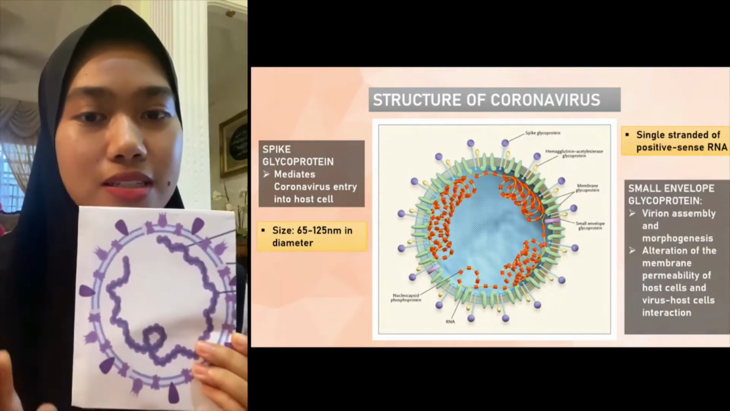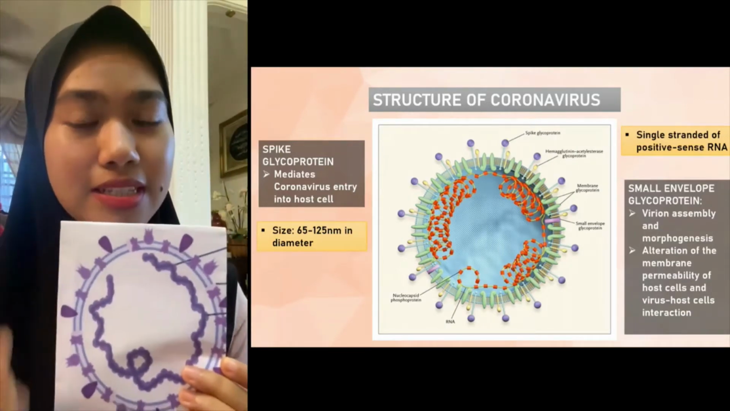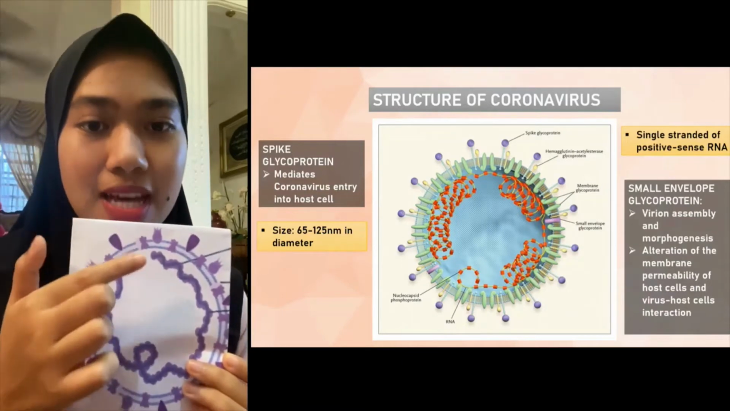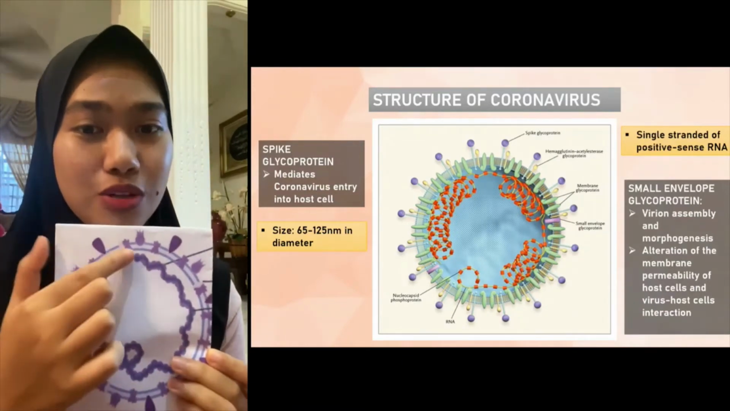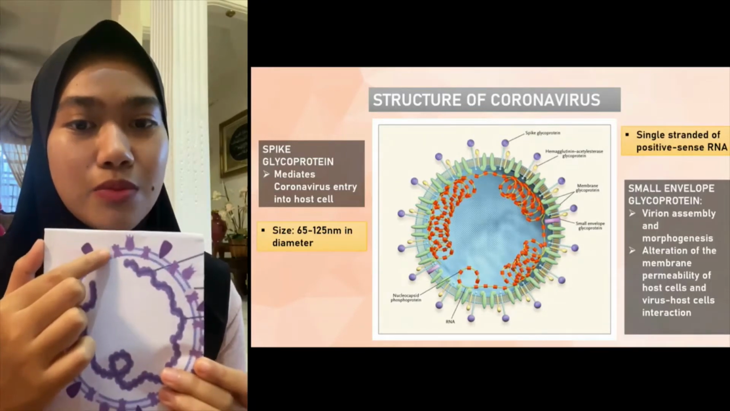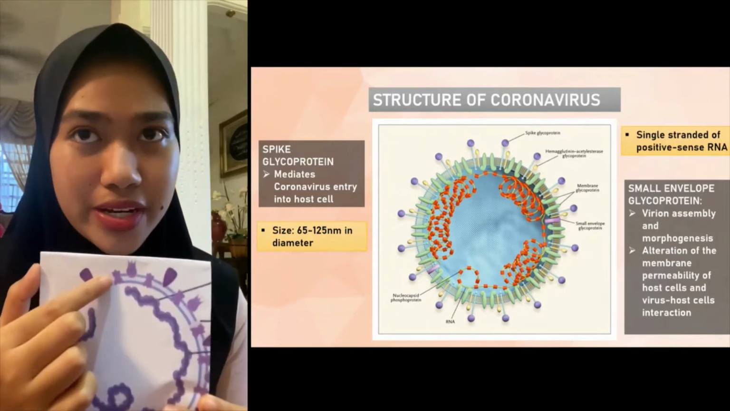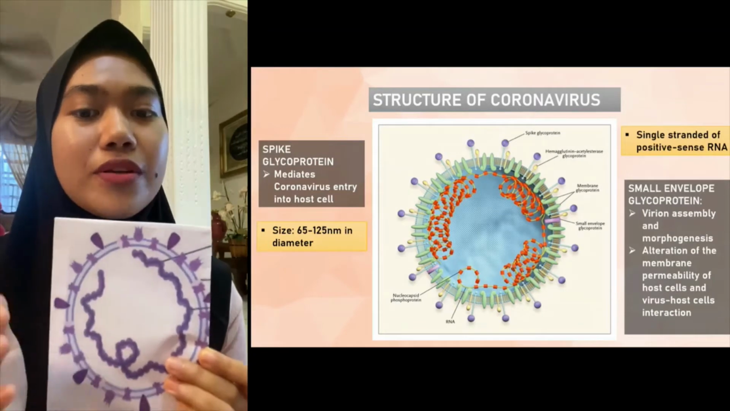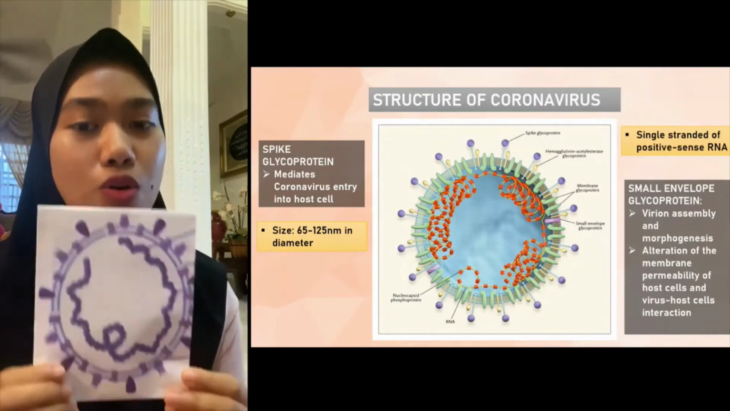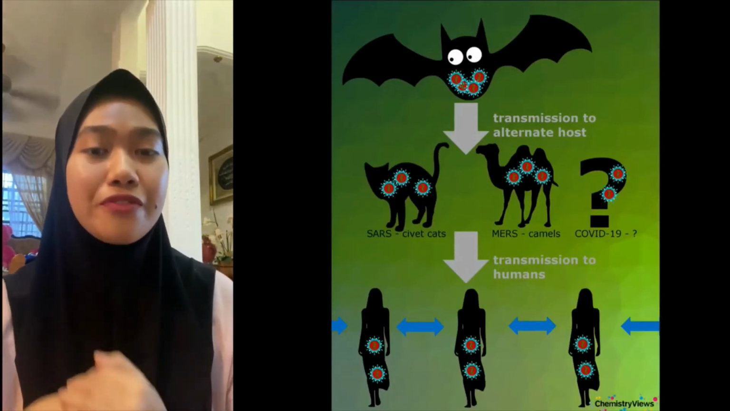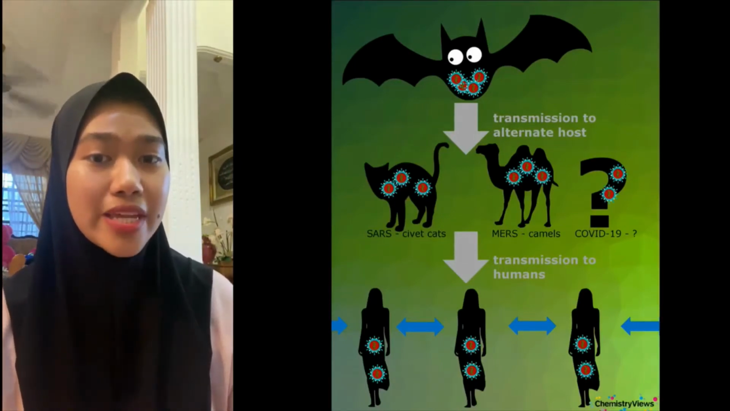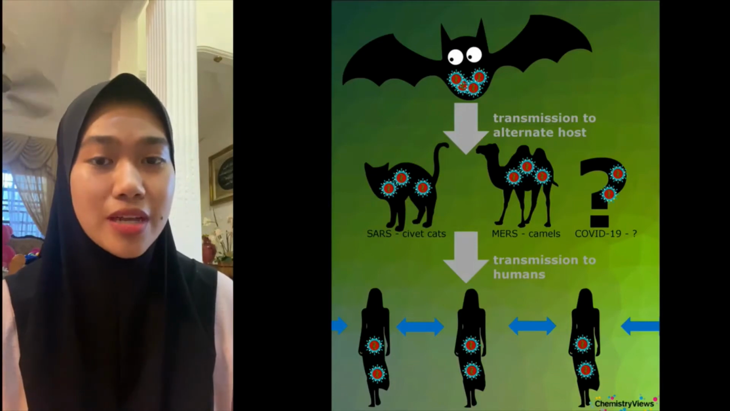I'll be focusing on 2 important structures in this virus, which are the spikes. The spikes mediate the entry of coronavirus into the host cell, and there is also the small envelope glycoprotein membrane, which alters the membrane permeability of the host cell. Basically, this disease spread widely because of the vector, which is the bat, that transmits the coronavirus to humans, which are the host. That's all from me.